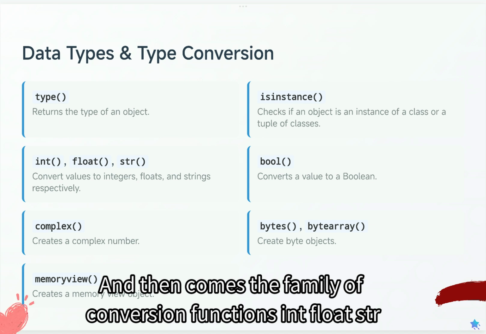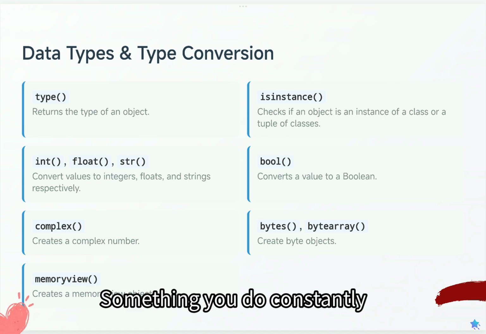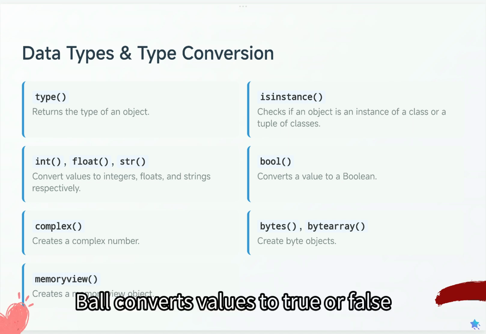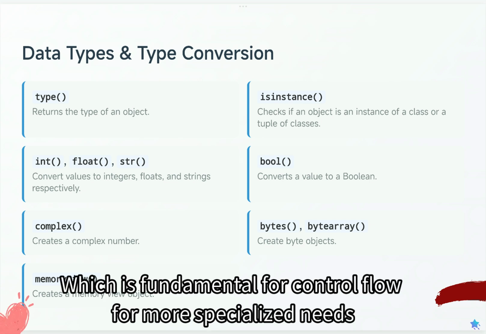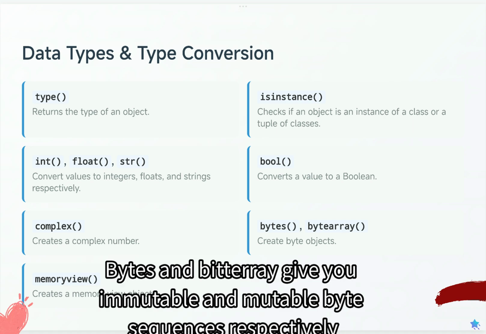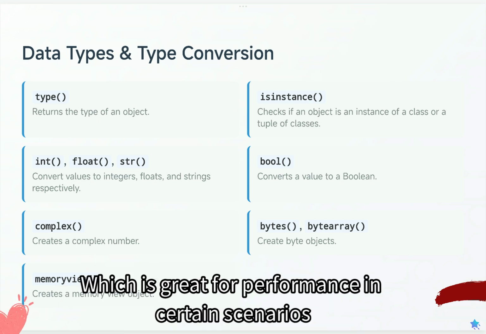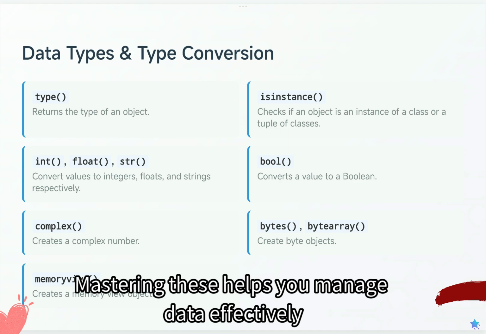And then comes the family of conversion functions: int, float, str. These are workhorses for converting between numerical types and strings, something you do constantly. Bool converts values to true or false, which is fundamental for control flow. For more specialized needs, complex creates complex numbers, and for handling binary data, bytes and bytearray give you immutable and mutable byte sequences respectively. Finally, memoryview allows for efficient access to the internal data of an object without copying, which is great for performance in certain scenarios. Mastering these helps you manage data effectively.